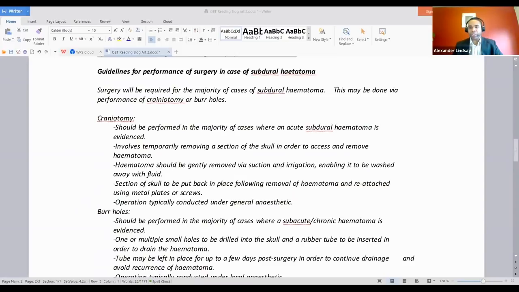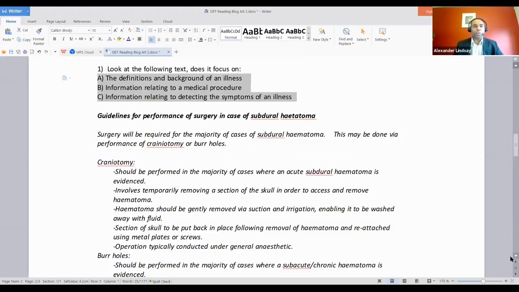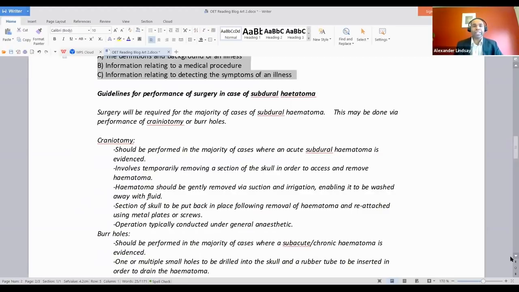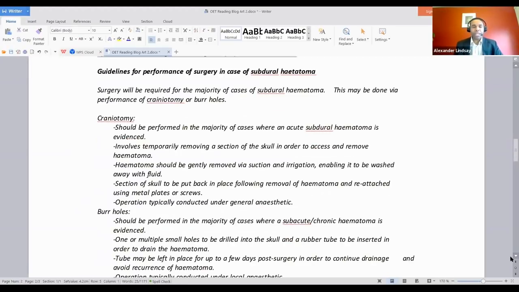Okay, pretty much everybody is saying B. We've got one C there, but most people are saying B. Okay, so good. Most people then are saying B, information relating to a medical procedure. So a lot of you have been giving responses very quickly on that. So B is correct, I should say, first of all. Well done for detecting that so quickly.